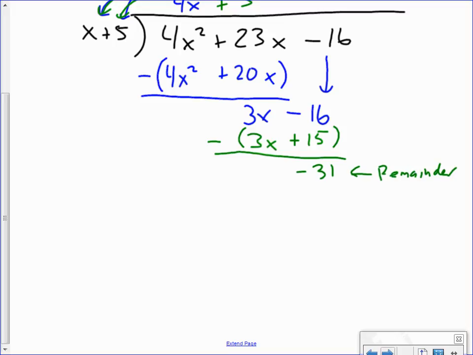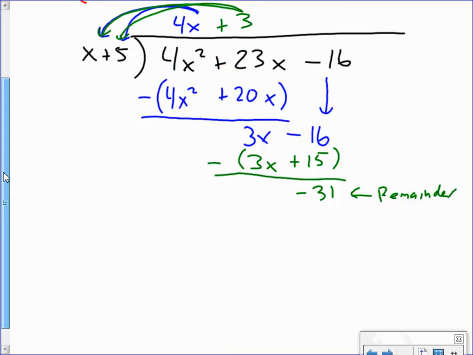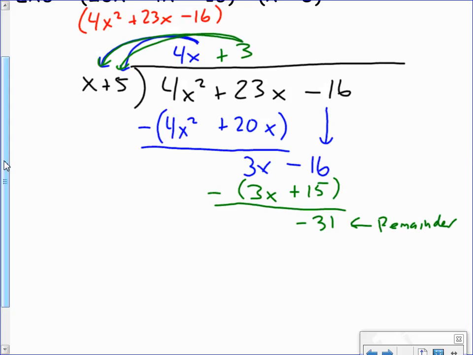Okay. What do we do with it? All right. Back to the top where my answer is. It's like negative 31 over x plus 5. How are you going to make a decimal with x, sir? Here we go. This, my dear, is the final answer up there. So 4x plus 3 minus 31 over x plus 5.